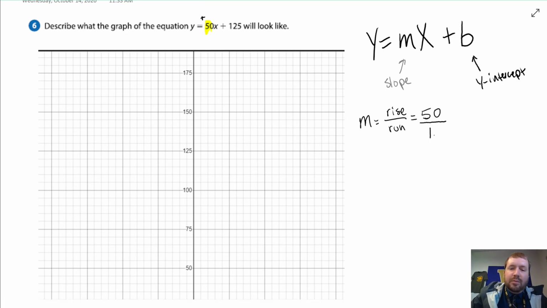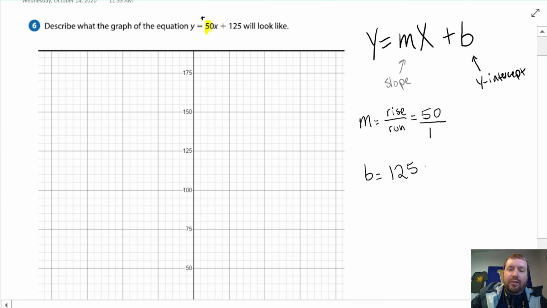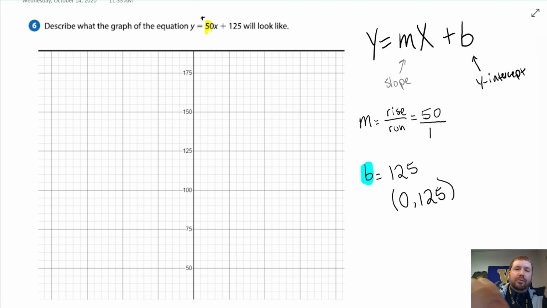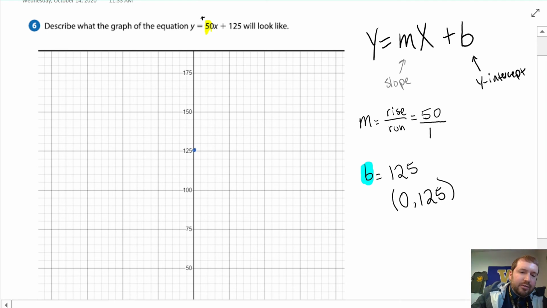All right, let's take a look at our y-intercept, or our b, and b is 125. We can also write our y-intercept as a point on the graph, and we can write it as (0, 125). Okay, so we're going to find 125 on our graph, and we'll plot a point there.